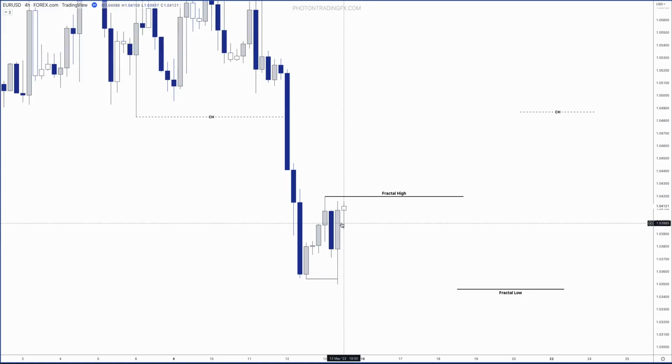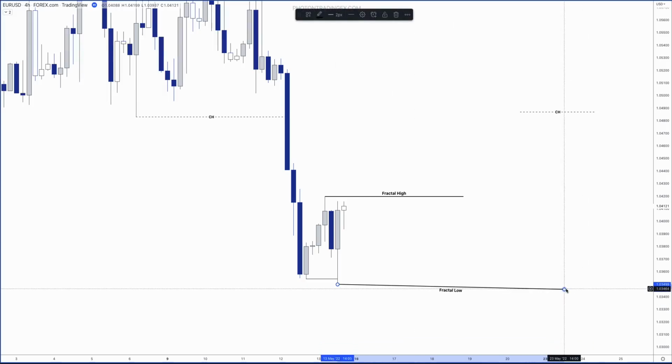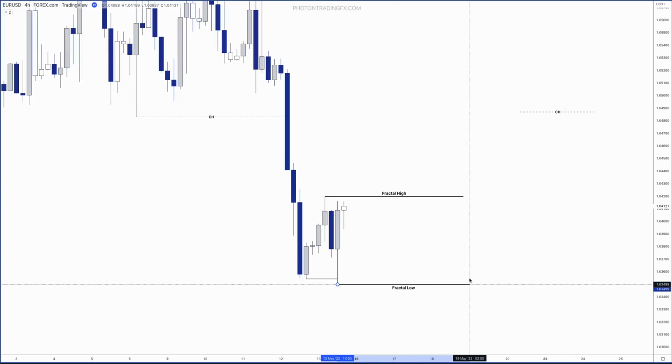So now we've actually had that confirmed pullback, that fractal pullback. Why? Because this candle didn't continue the down move, right? So now we can know with confidence that this is where our active fractal low is. So at this point, the fractal structure is still bearish.